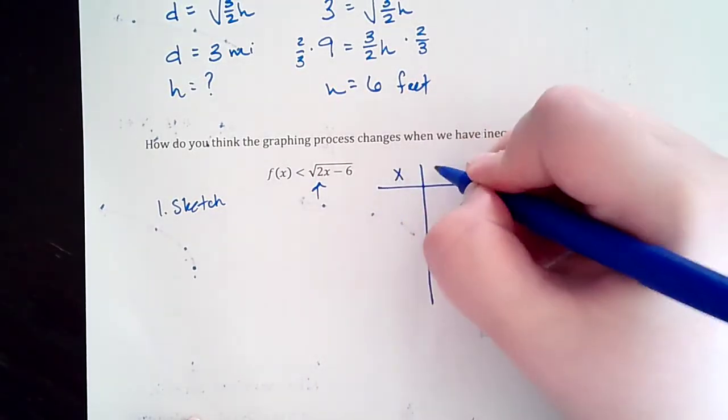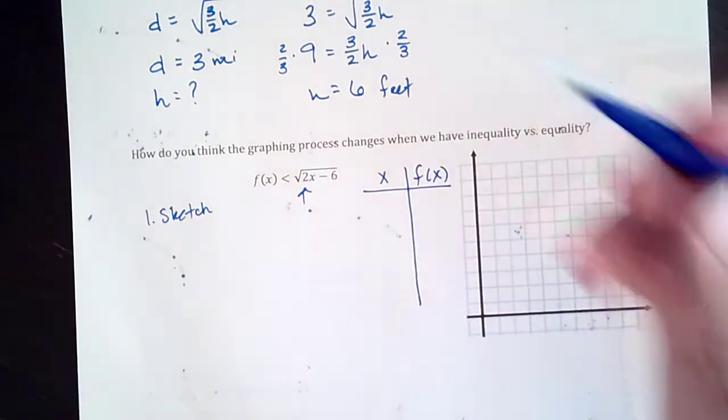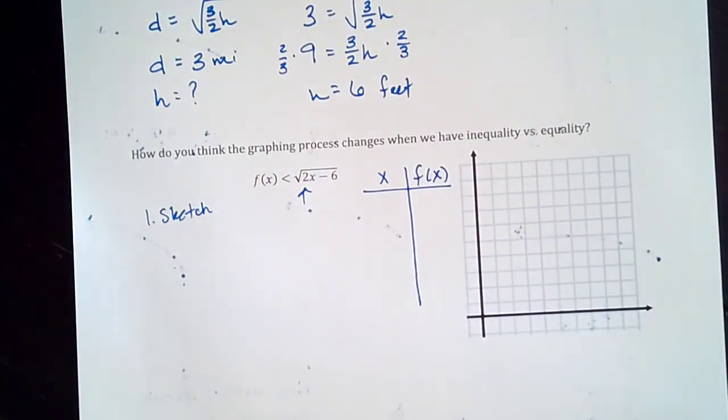I've got x, I've got f of x. Let's start plugging in numbers. If I plug in a 0 right away, I'm going to see that -6, not going to work. I'm going to have the square root of -6. I'm going to have an imaginary number.